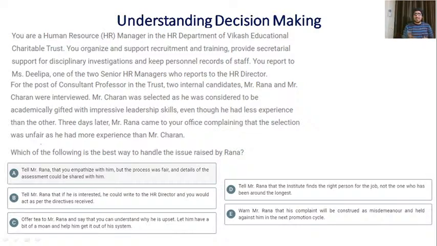I'm an HR. I organize and support recruitment and training. I provide some support for disciplinary investigations and keep personal records of staff, okay? Which means all the staff. Of course, I as an HR would know who is there in my company and what he does. So yes, this is important information to me. I report to Ms. Dilipa, one of the 2 senior HR managers who report to the HR director.